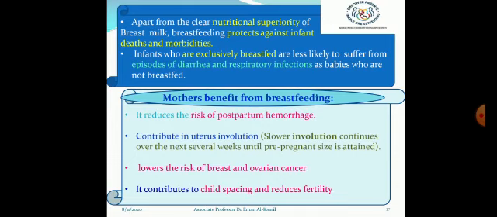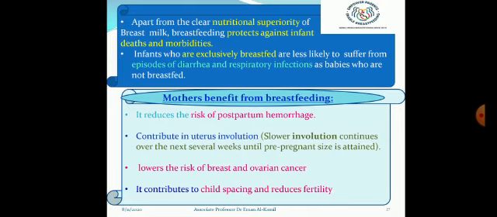Also, it lowers the risk of breast and ovarian cancer. It is one of the important factors that reduce the risk for the mother. If she breastfeeds her babies, it will decrease the risk of breast cancer or ovarian cancer later on in life. Also, it contributes to child spacing and reduces fertility.